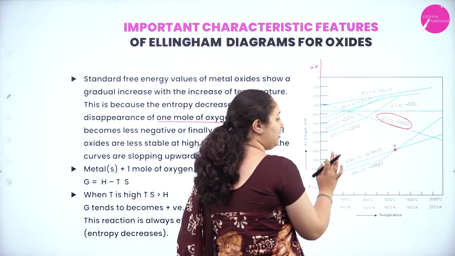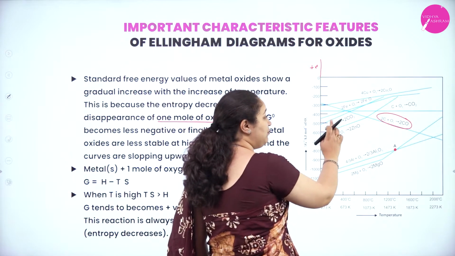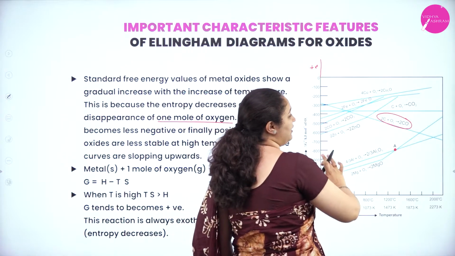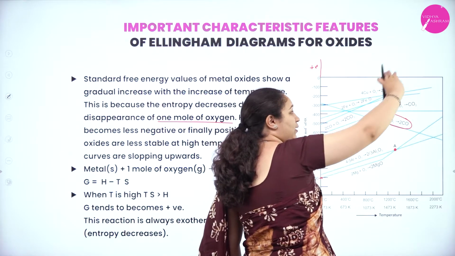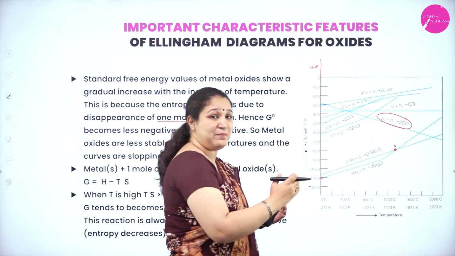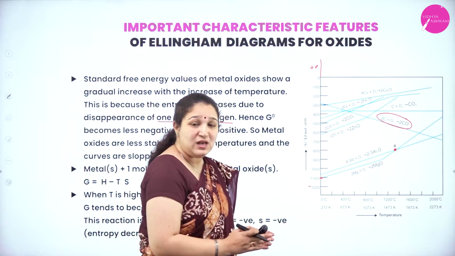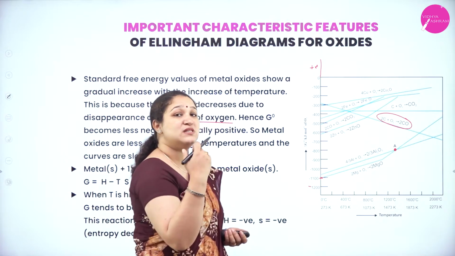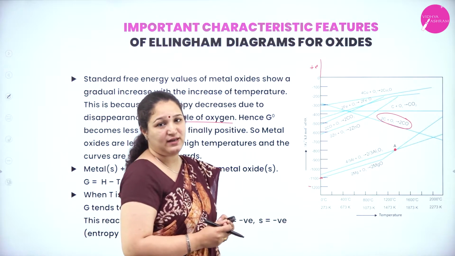Aluminium with oxygen forming aluminium oxide. Zinc with oxygen forming zinc oxide. Carbon monoxide with oxygen forming carbon dioxide. Iron with oxygen forming iron oxide. Copper with oxygen forming copper oxide. All of them are going like this. As the temperature is increasing, the delta G naught values are becoming less and less negative and going towards the positive scale. And why is this happening exactly?